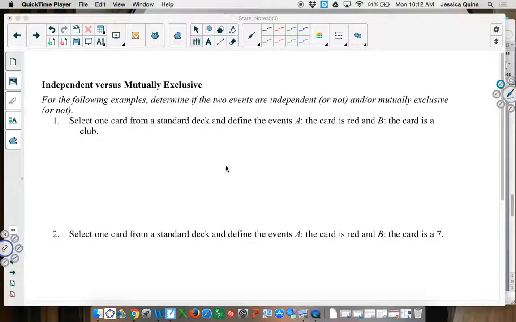Independent versus mutually exclusive. For the following examples, determine if the two events are independent or not, and/or mutually exclusive or not. Select one card from a standard deck and define the events. A, the card is red. B, the card is a club. Discuss with your person next to you for a second.